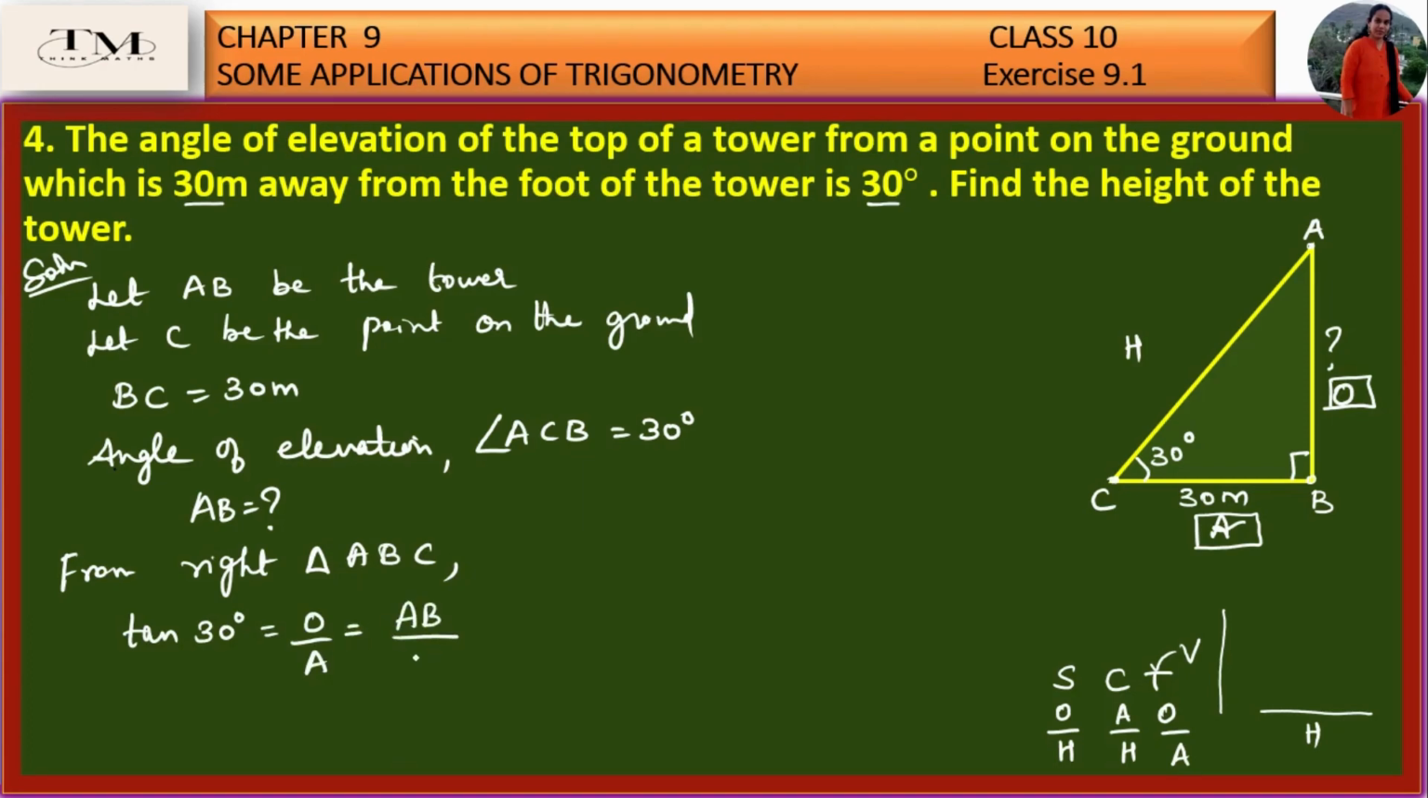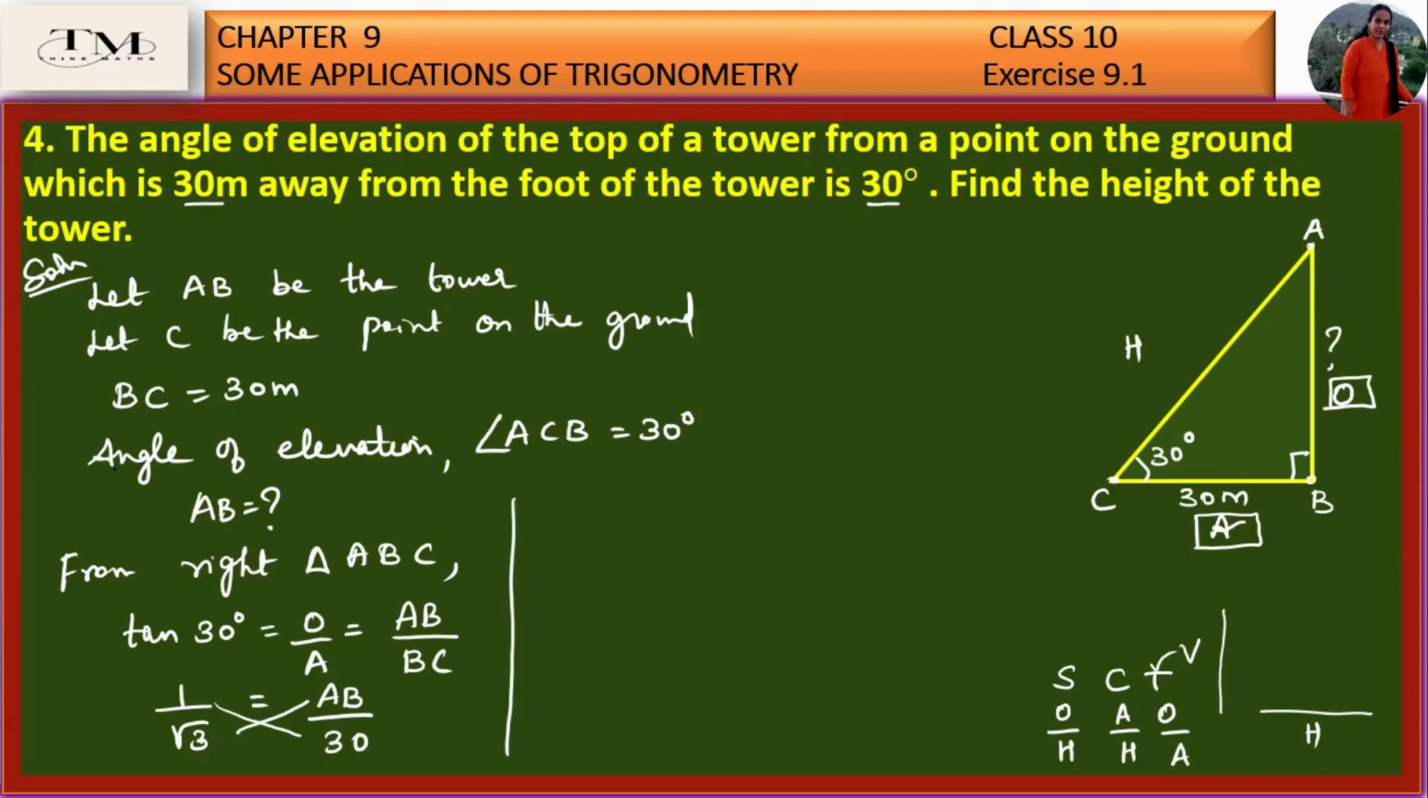Which is the adjacent side? BC. What is tan 30, children? Tan 30 is nothing but 1 by root 3. What is AB? We have to find out. What is BC? It is 30. Now you have to cross multiply.